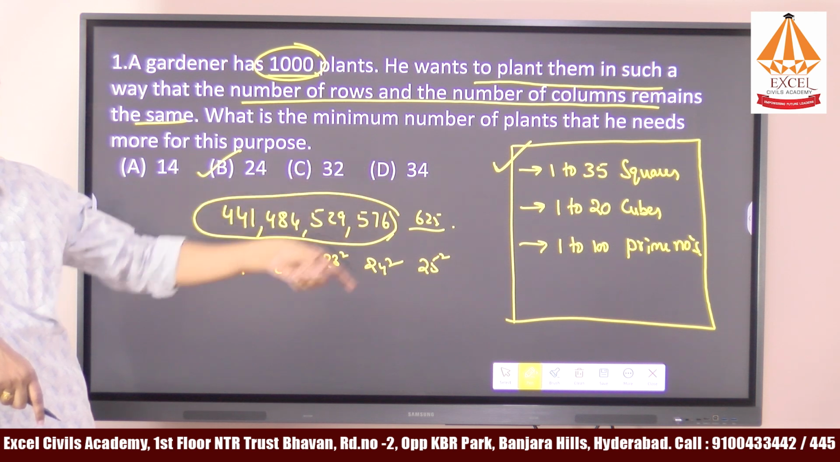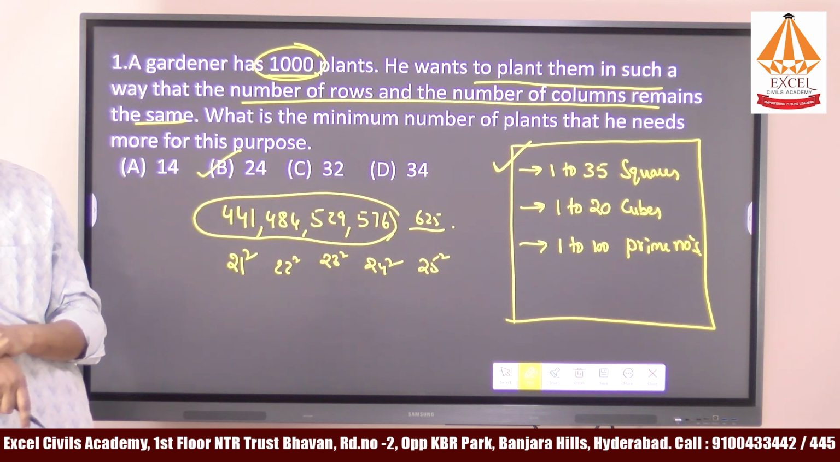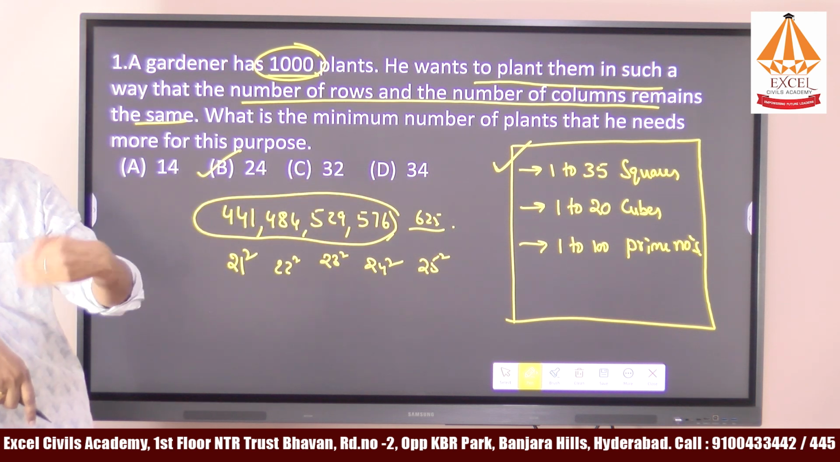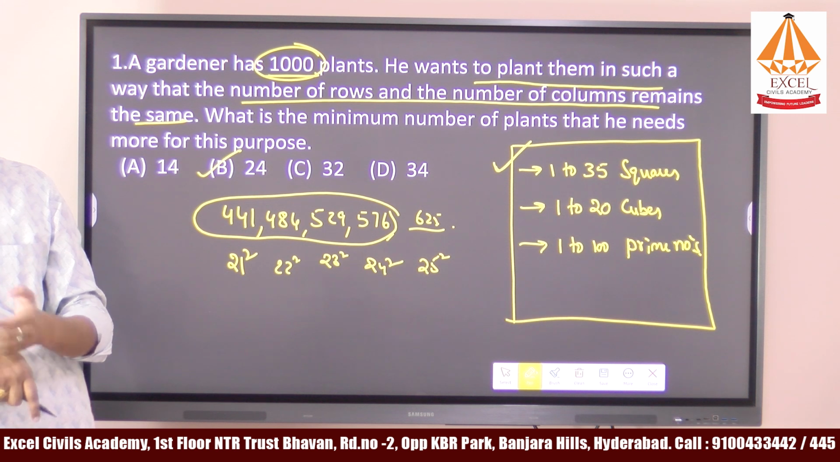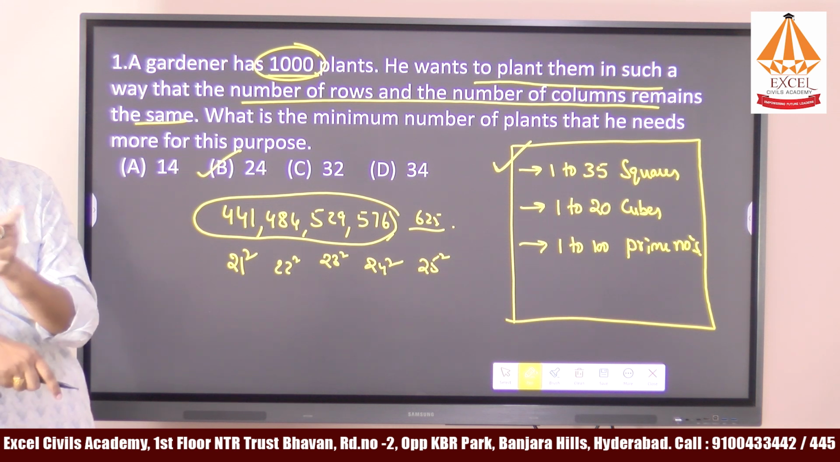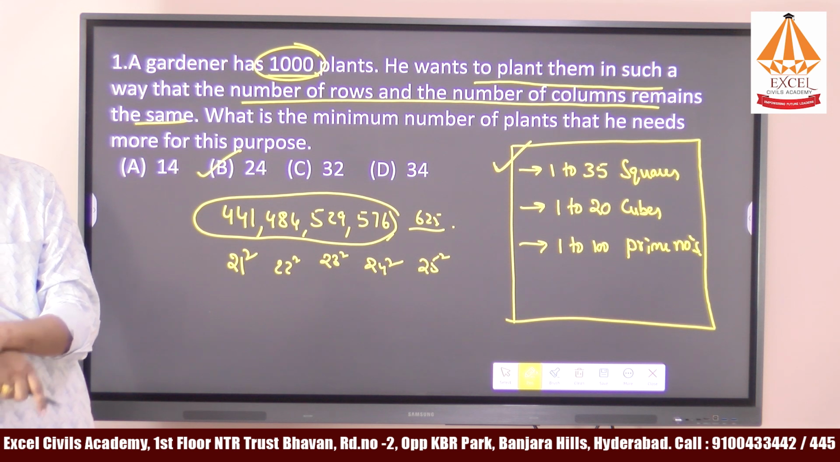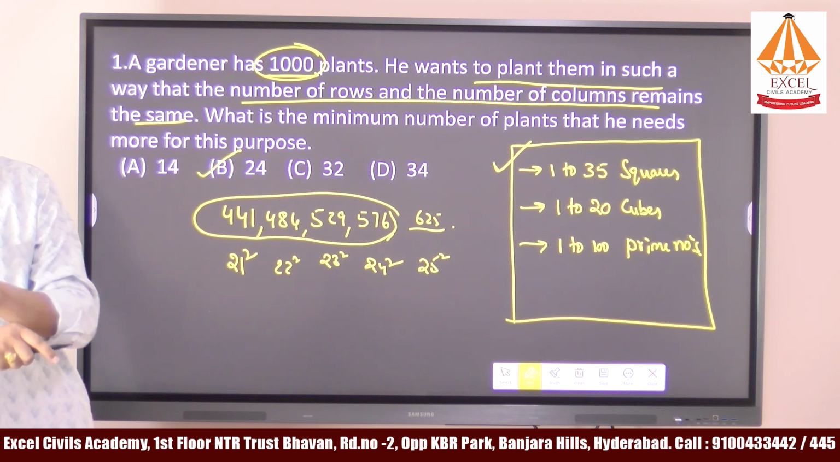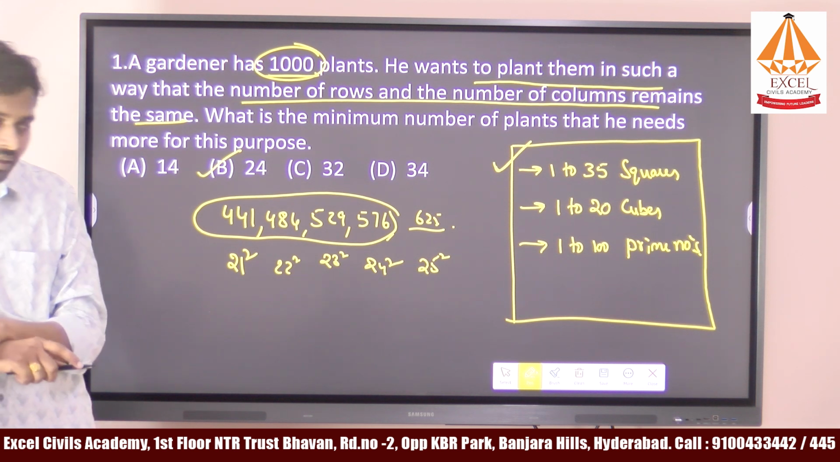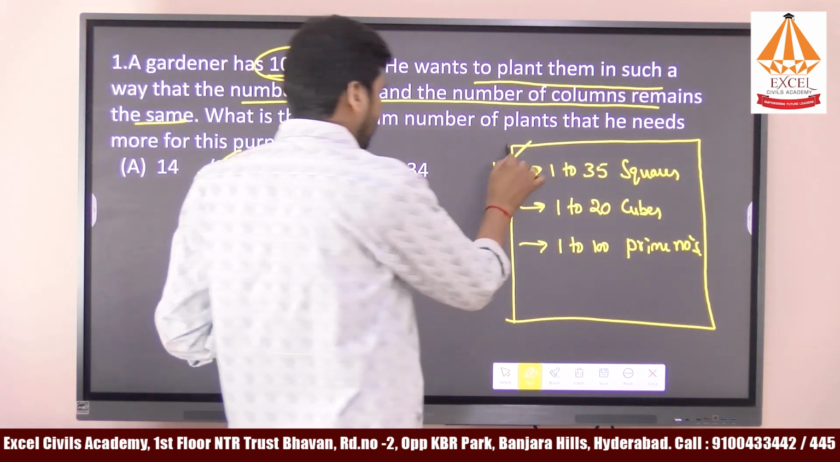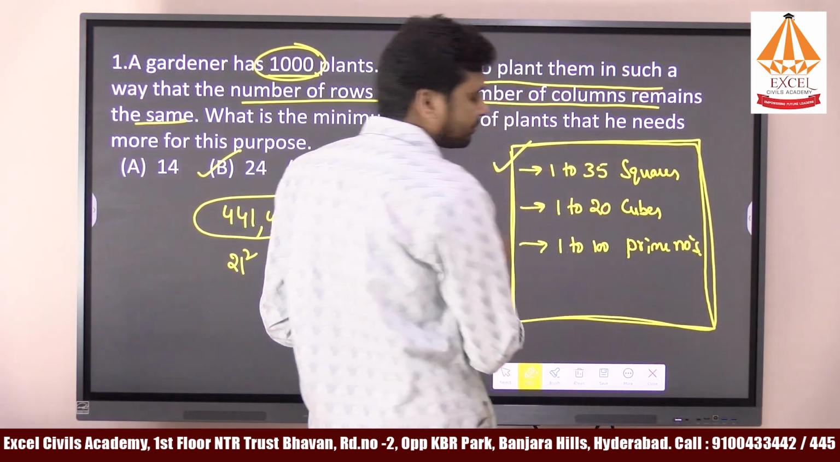Only if you remember all these things can you easily do it. For 1000, how much should you add so that the final number is a perfect square? If you add 24, the resulting number is 1024. 1024 is a perfect square. You understand it? Okay. So please do this one.